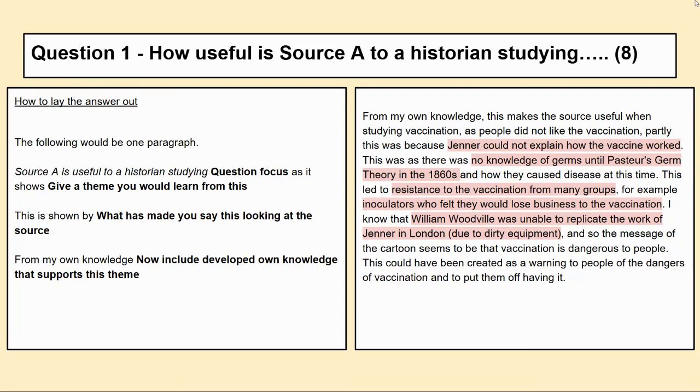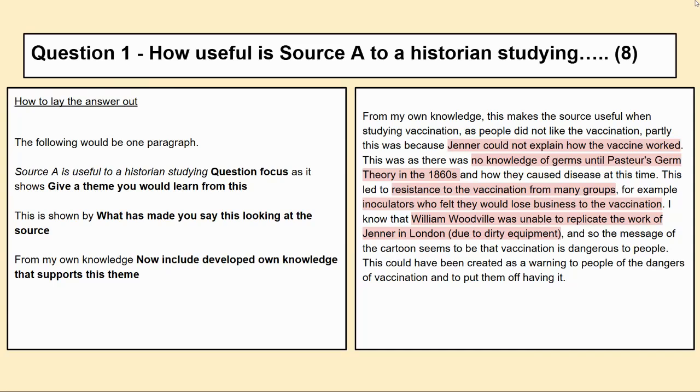This was as there was no knowledge of germs until Pasteur's germ theory in the 1860s and how they caused disease at this time. This led to resistance to the vaccination from many groups. For example, inoculators who felt they would lose business to the vaccination. I know that William Woodville was unable to replicate the work of Jenner in London due to dirty equipment. I'm just going to pause it there because you can see I've highlighted where I've got good knowledge showing a good understanding of the event and the time period itself.